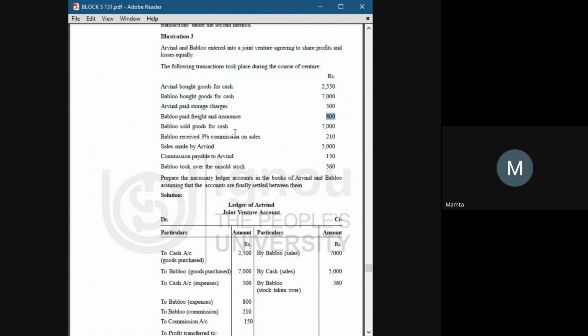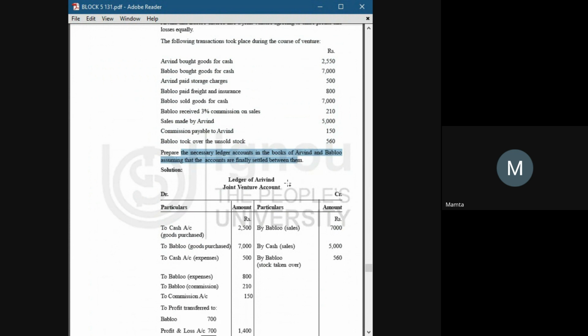Bablu sold goods for cash of rupees 7,000. Bablu received 3% commission on sales, that is 210 rupees. Sales made by Arvind are 5,000. Commission payable to Arvind is 150 rupees. Bablu took over the unsold stock of 560. Prepare the necessary ledger accounts in the books of Arvind and Bablu, assuming that the accounts are finally settled between them. So, the joint venture account in the ledger of Arvind.